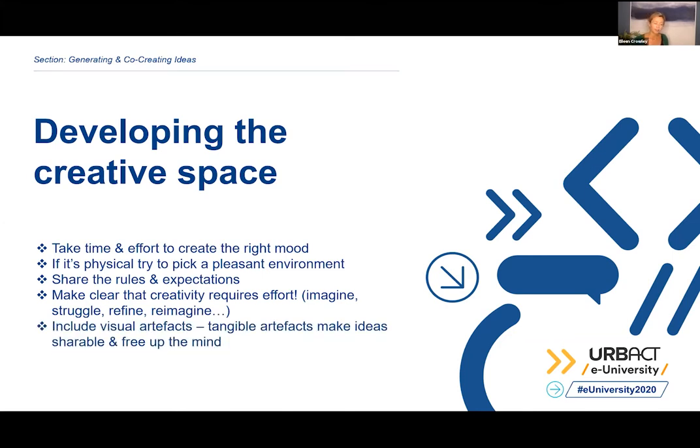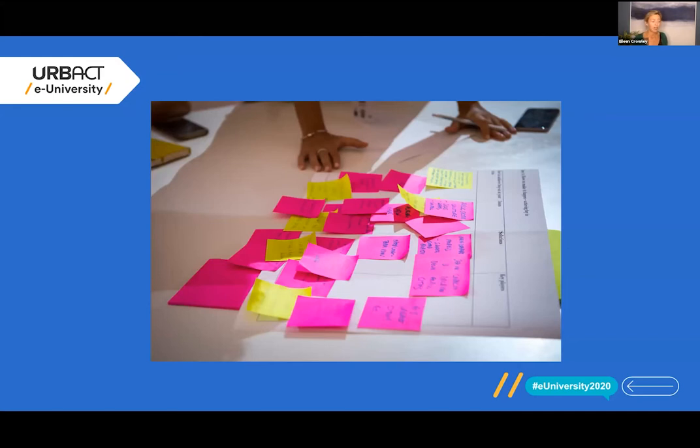Include visual artifacts. So tangible artifacts or things that you take away from your meeting make ideas shareable. And they also free up your mind. So our minds really are meant for creating ideas, not necessarily hanging on to them. So for example, we think about Post-it or sticky notes. These are tangible artifacts. We can write down an idea on a sticky note. And once it's written down, our mind is completely free then to think about new ideas. As well as this, we can take them away and share them with other people.